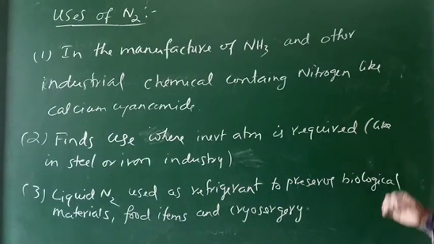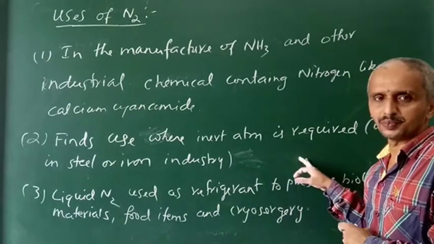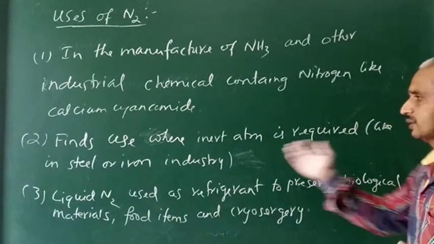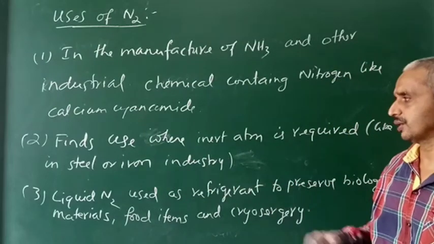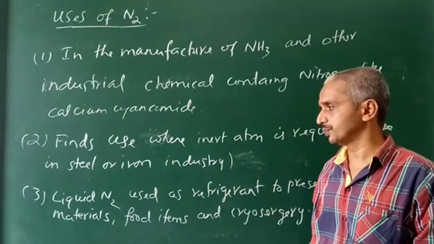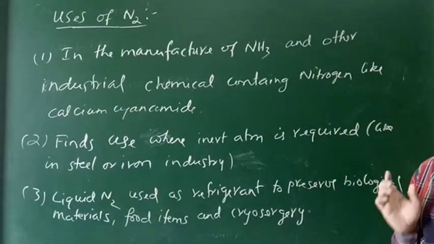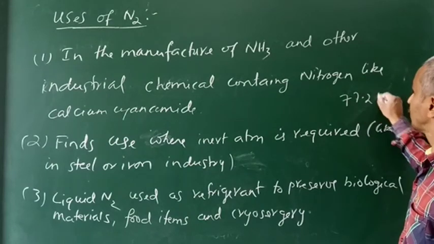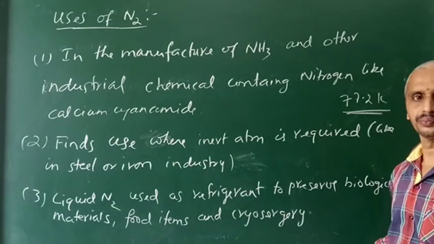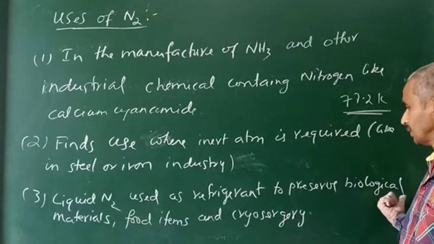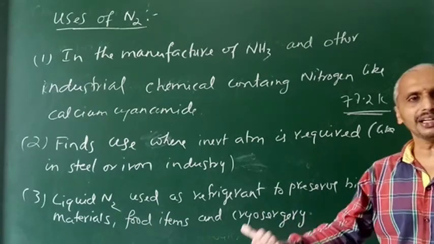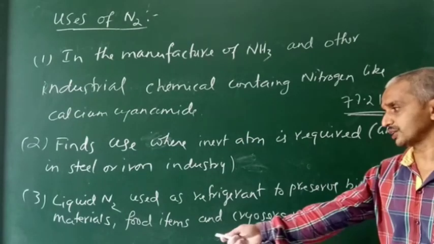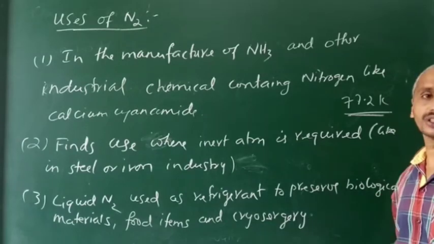Second one is where an inert atmosphere is required. There I can use nitrogen, like in the steel or iron industry where we need this inert atmosphere. Liquid nitrogen can be used as a refrigerant because the boiling point is 77.2 Kelvin, a very low temperature. Cooling, or to preserve biological material also we can use it, because we get a very low temperature. As well as food items and cryosurgery also we can use it.